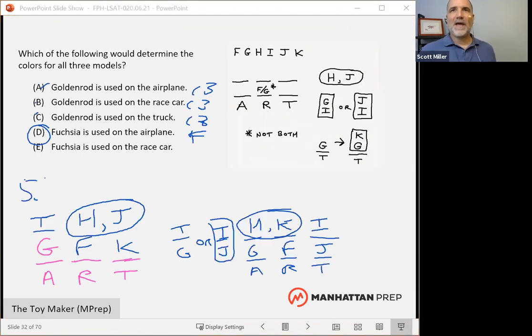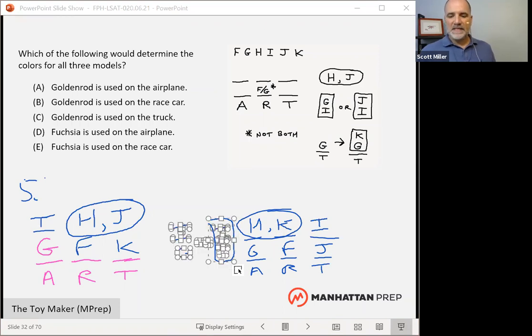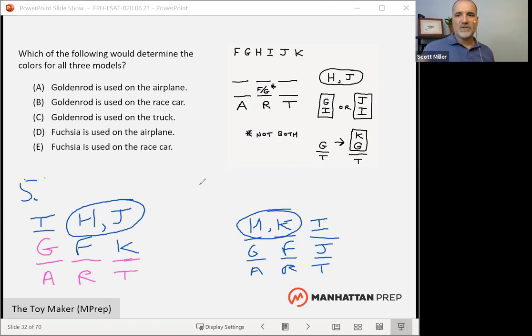Sometimes a way to answer these questions, and this brings up a useful thing, is another reason why I don't mind taking the time to create these hypotheticals: each of these is a valid solution to the game, right? There is a valid solution that follows all the rules where I and G are in A, F is in R, K is in T, and H and G are in one or the other. Same thing over here. So notice how I can use that to eliminate some of these answers. Goldenrod is used in the airplane. No, that's not going to give me one single solution because I see there are 2 possibilities here where goldenrod is with the airplane. So I could eliminate that.